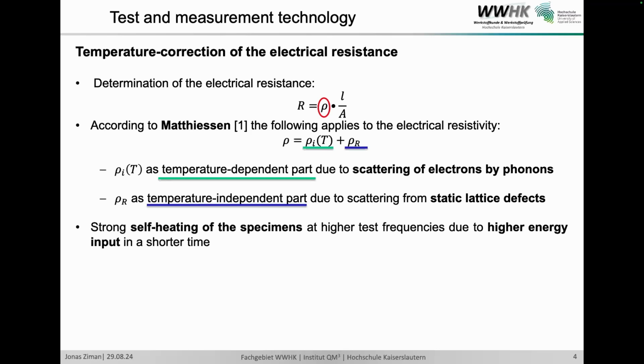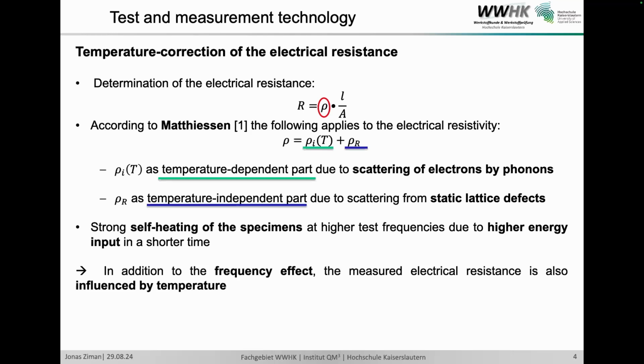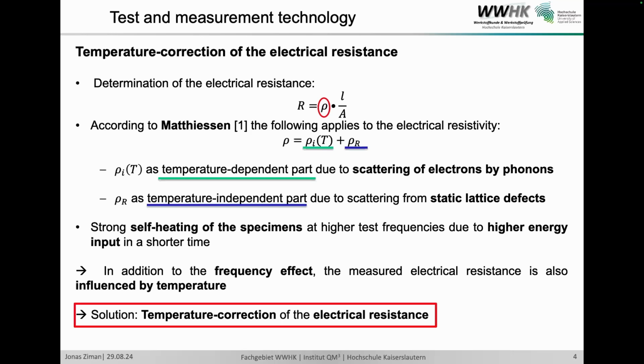Because of the high test frequency, we do the tests without compressed air cooling. We have lots of self-heating effects. Therefore, in addition to the frequency effect, I also have a temperature effect. Therefore, we do a temperature correction of the electrical resistance. How do we do that?